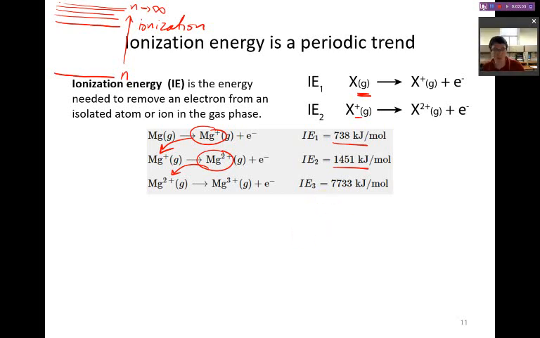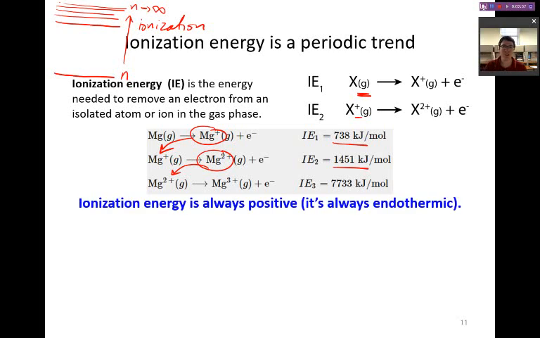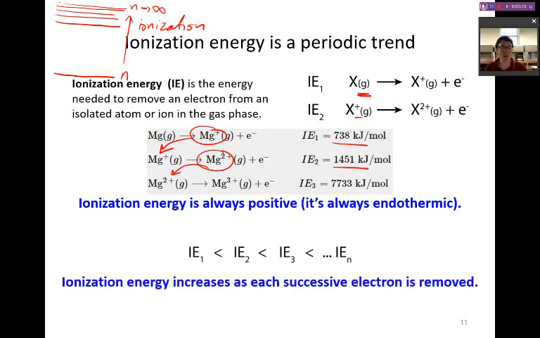So we notice a couple things. Ionization energy is always positive. Therefore, this is an endothermic reaction. And also the ionization energy increases as each successive electron is removed. So for a given element, you remove one electron, it takes a certain amount of energy. You remove another electron, it takes an even larger amount of energy to remove that second electron, and then even more to remove the third, etc.